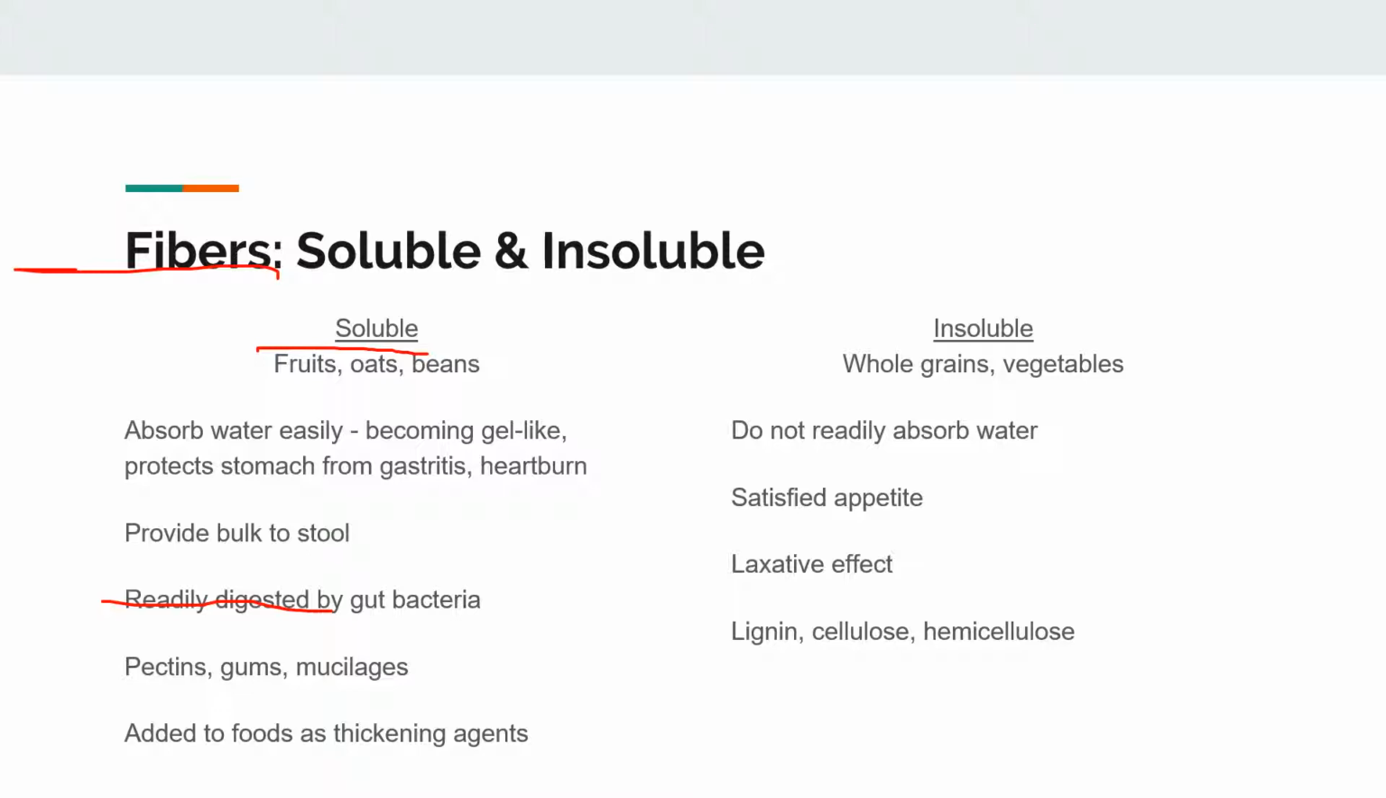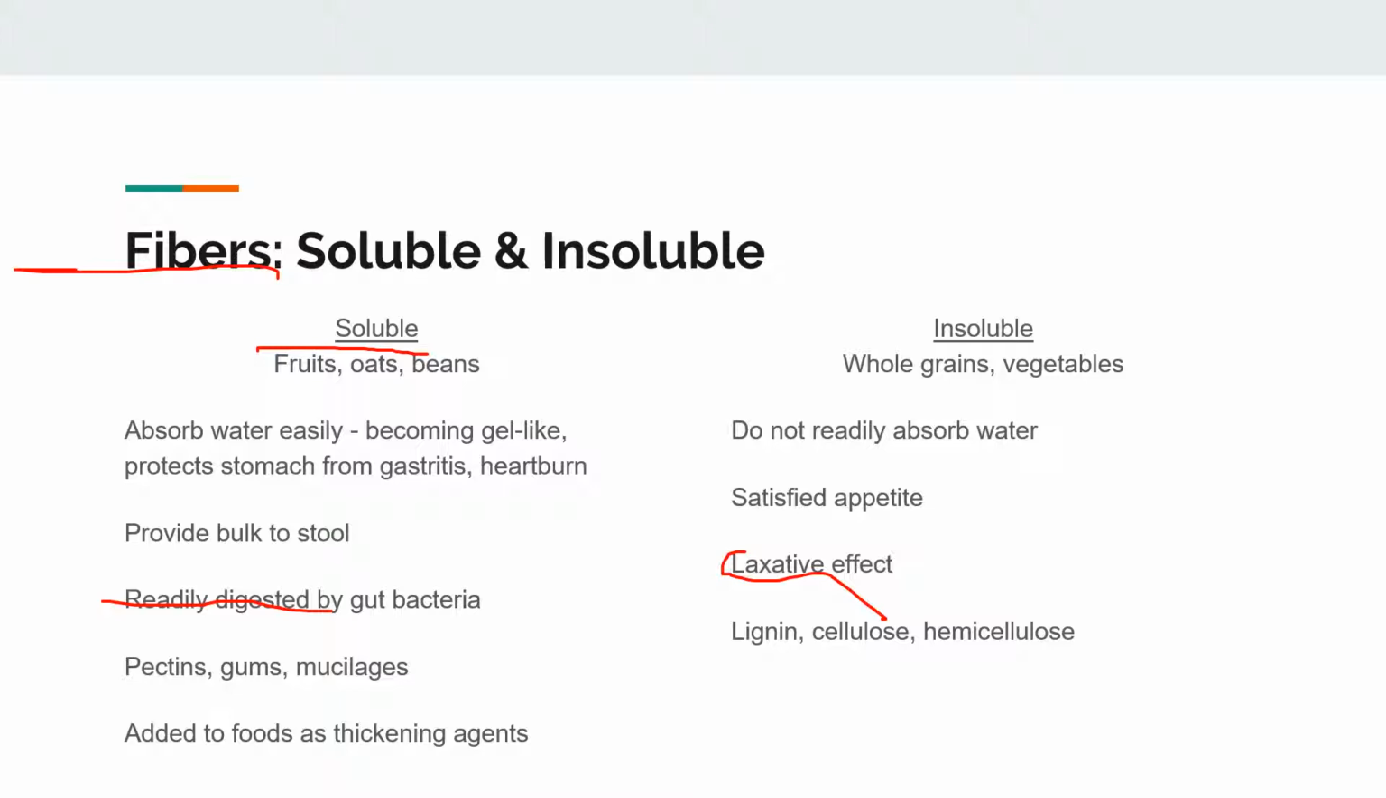These don't absorb water, but the purpose they do serve is also very significant and twofold. So insoluble fibers, when we ingest them, do have somewhat of a laxative effect on our digestive tract, on our large intestine in particular. So they help to stimulate a bowel movement.